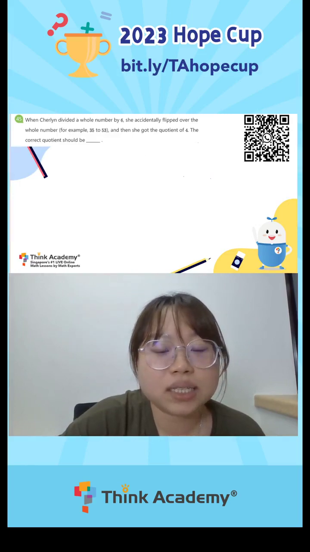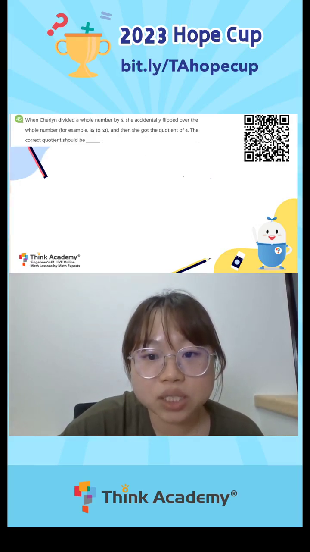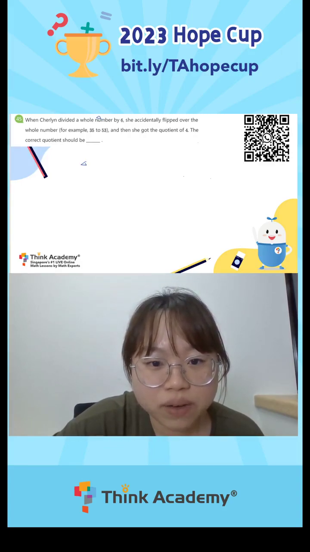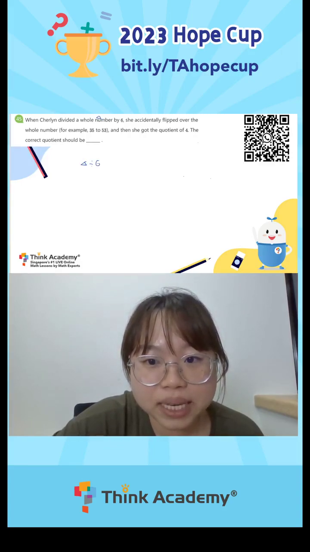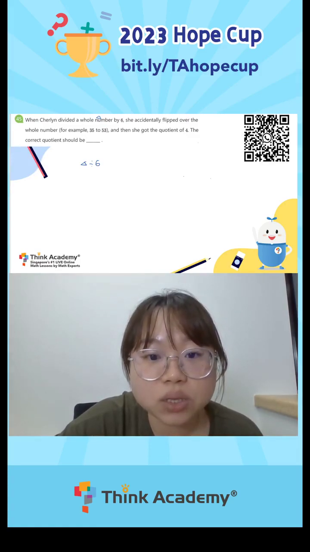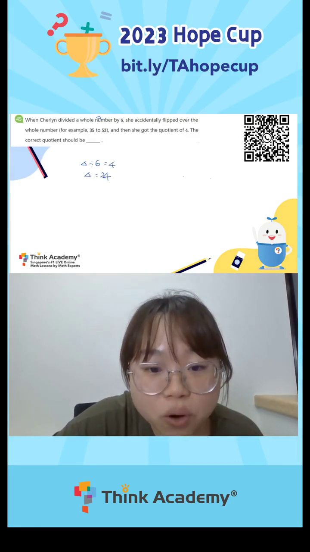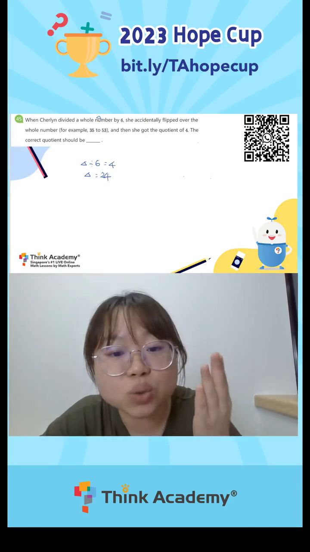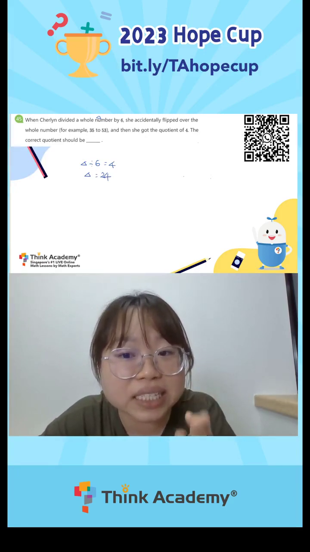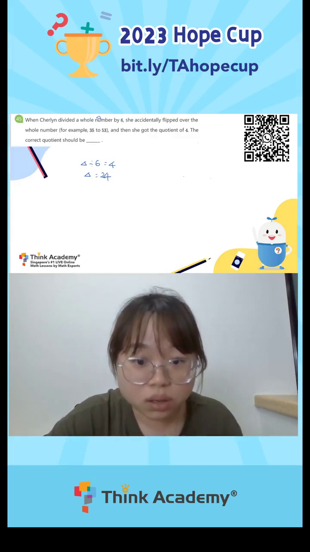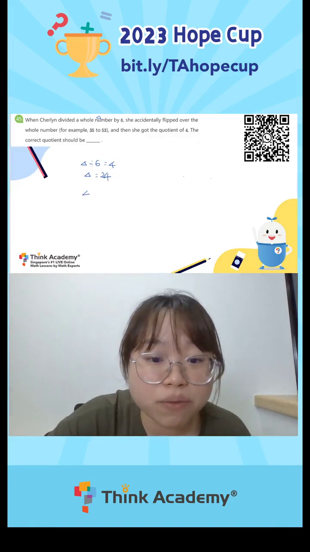When Sherlyn divided a whole number by 6, she accidentally flipped over the whole number. Let's say I use a triangle to represent this whole number. Divide this triangle by 6, and you get a quotient of 4. That means this triangle is 24. This 24 is after she accidentally flipped over. So what is the correct number she should divide? You flip it back, it should be 42.